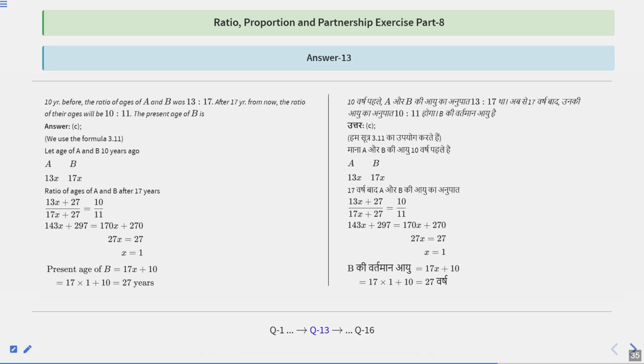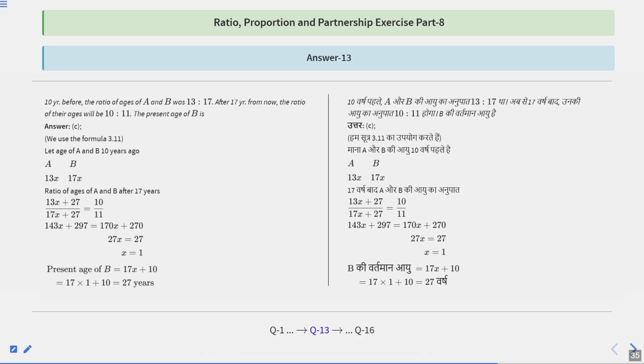It is given that the ratio of their ages is 13x and 17x. Now, the ratio of the ages of A and B after 17 years from the present is given as 10:11. So we add 27, not 17, because this ratio is from 10 years before the present age, and the 17 years is from the present. So we get (13x + 27)/(17x + 27) = 10/11.